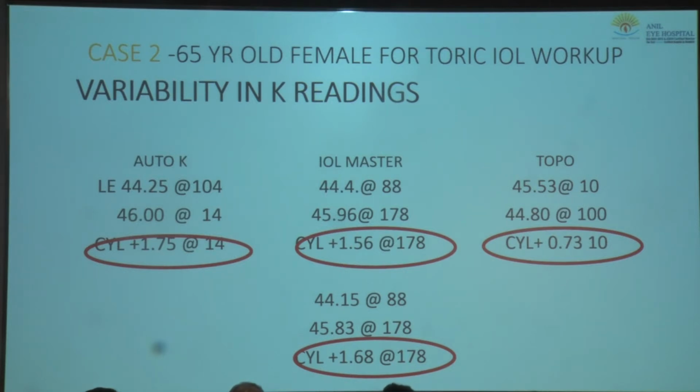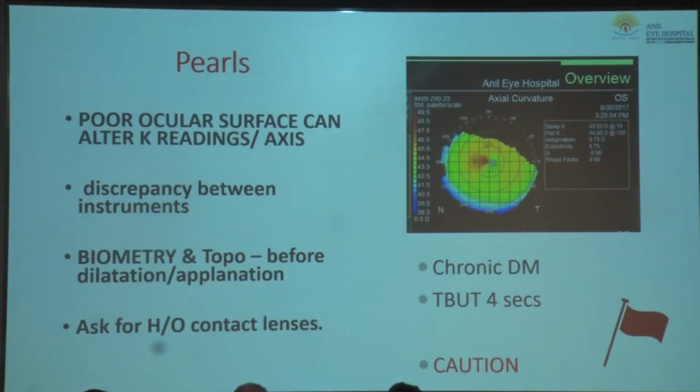Here you can see that there's a wide range of keratometry, right from 0.73 to 1.75. So this is not acceptable. Again, the reason here was the patient was a chronic diabetic and the T-BUT was just 4 seconds. Look at the topography also, it shows irregularity. So you should not overlook any kind of discrepancy between instruments.